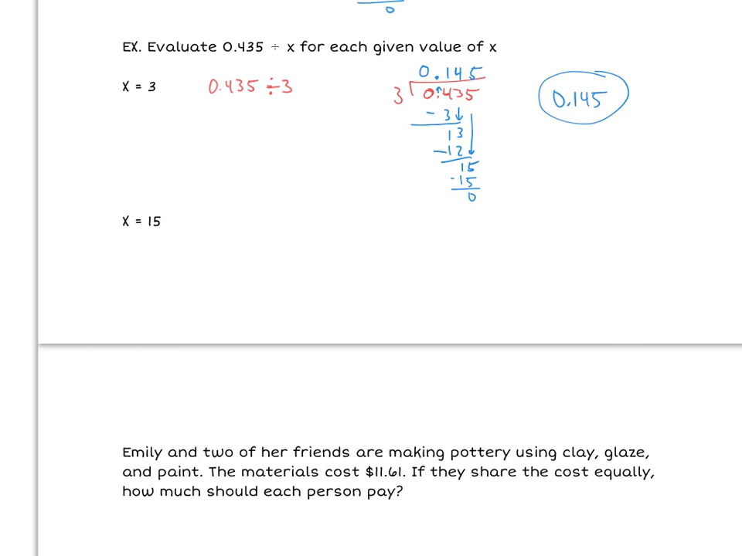So what would my next division problem be? I know how to do what Joey's question was. Let's do 1.435 divided by... not divided by 3, divided by 15 this time.